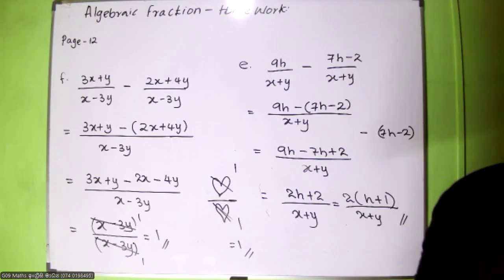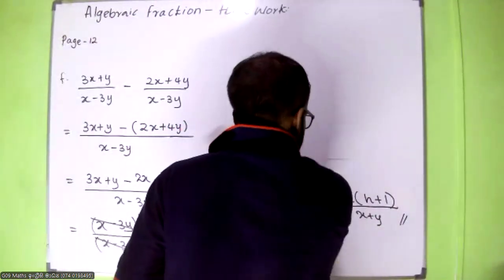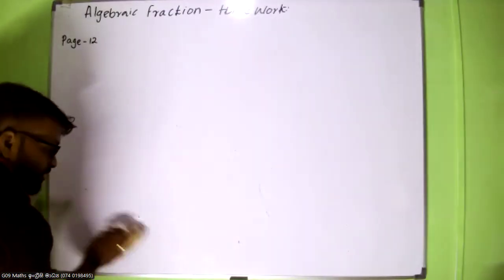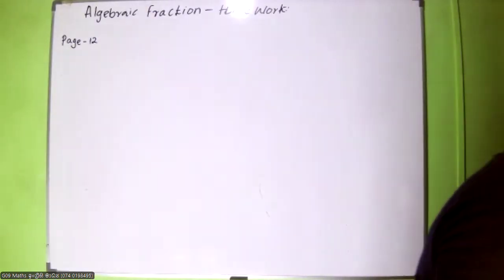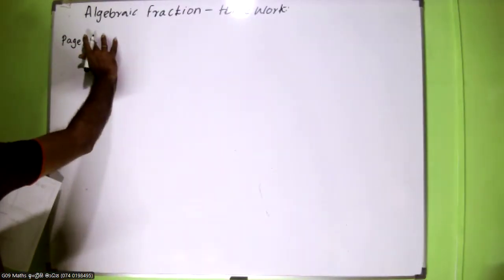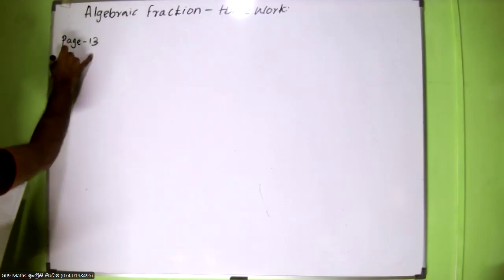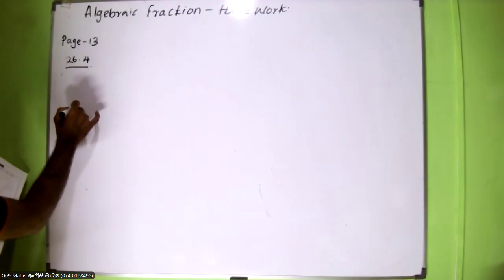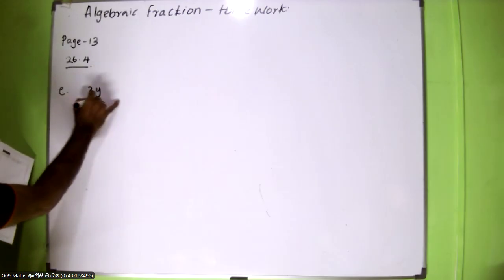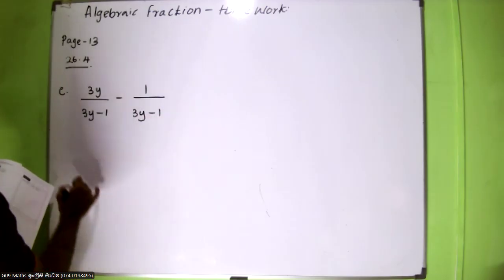Page number 30. Exercise 26.4, part C. 3y divided by 3y minus 1, minus 1 upon 3y minus 1. Right? Okay.